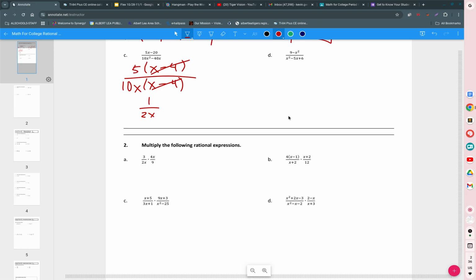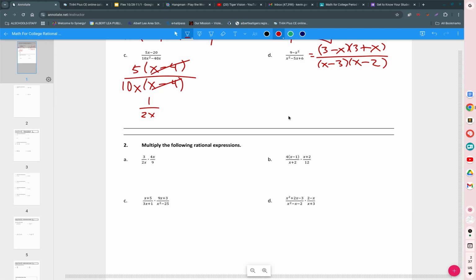Pay very careful attention to letter D. This does factor as well. The top factors to 3 minus x and 3 plus x. Notice I have the 3's first because the 9 is first. And 3 times 3 is positive 9. Negative x times x is negative x squared. This is over, and in the denominator, I have x minus 3 times x minus 2.